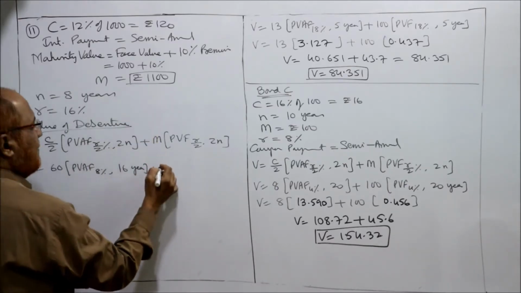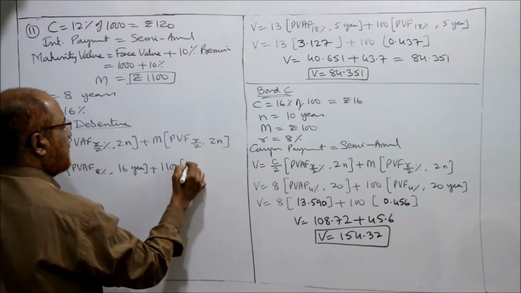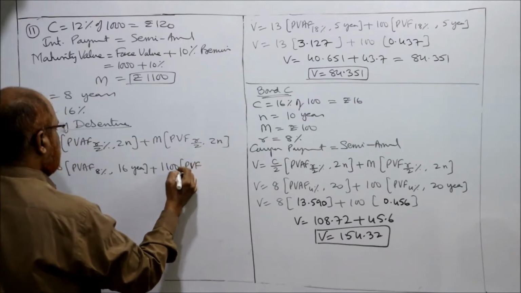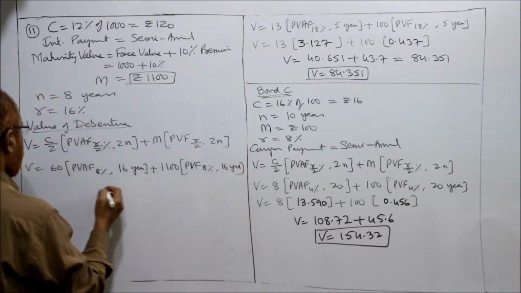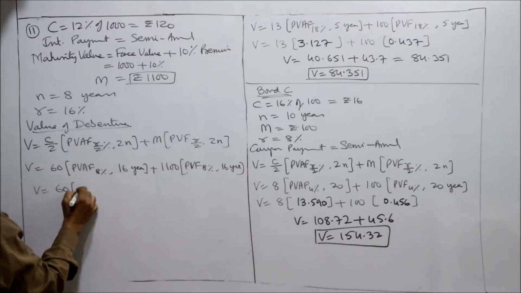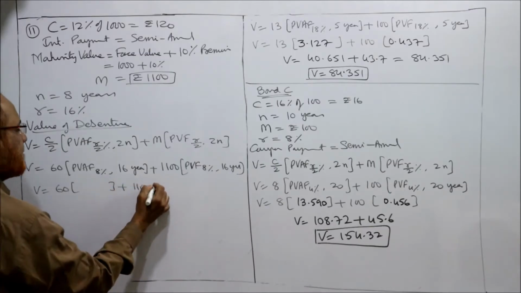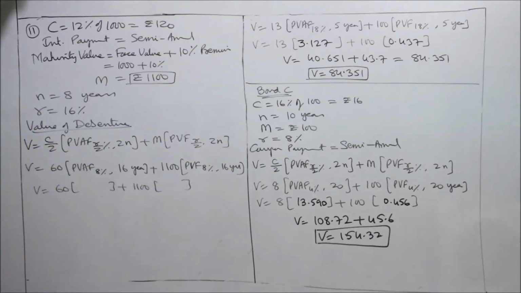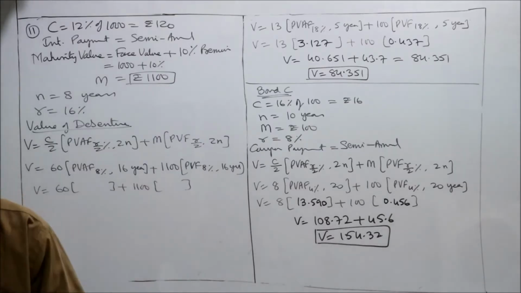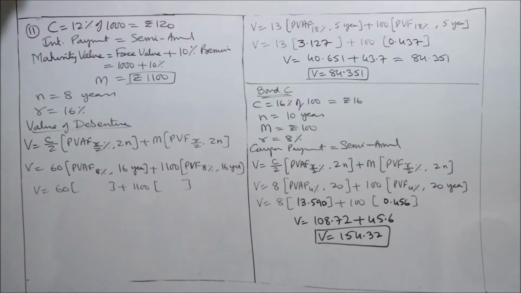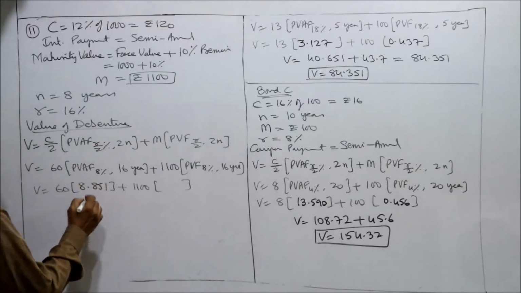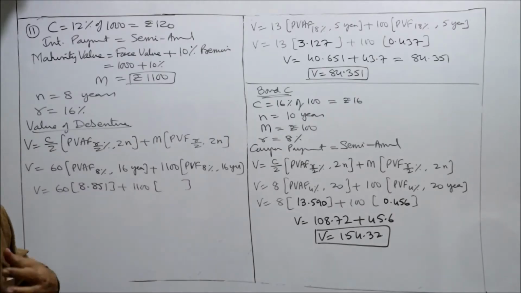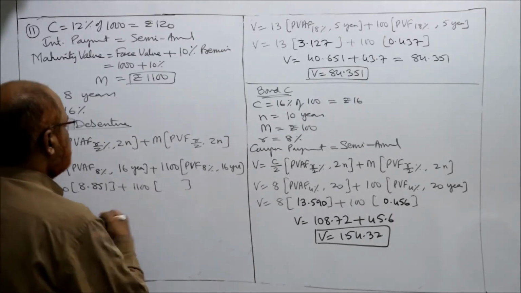Maturity value is 1100. PVF 8%, 16 years. Now 8% 16 years, 8.851. Then 0.292.